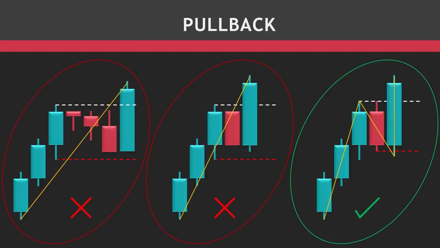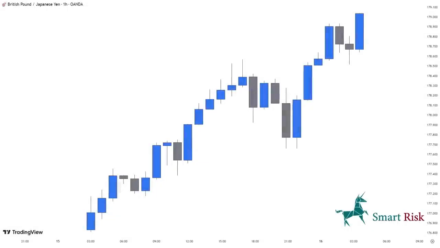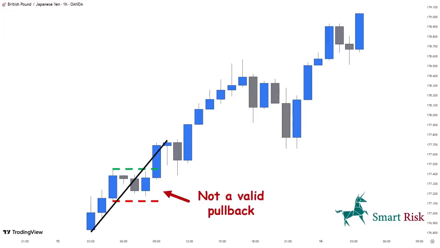Now let's see some more examples on the real chart. Here we have pound yen in the 1 hour time frame. Let's identify the pullbacks and candlestick-based market movements. Starting from the left, this is our latest high and low. Since none of these candles have taken the low of this candle, it is not a valid pullback, and we will consider it as a single movement.